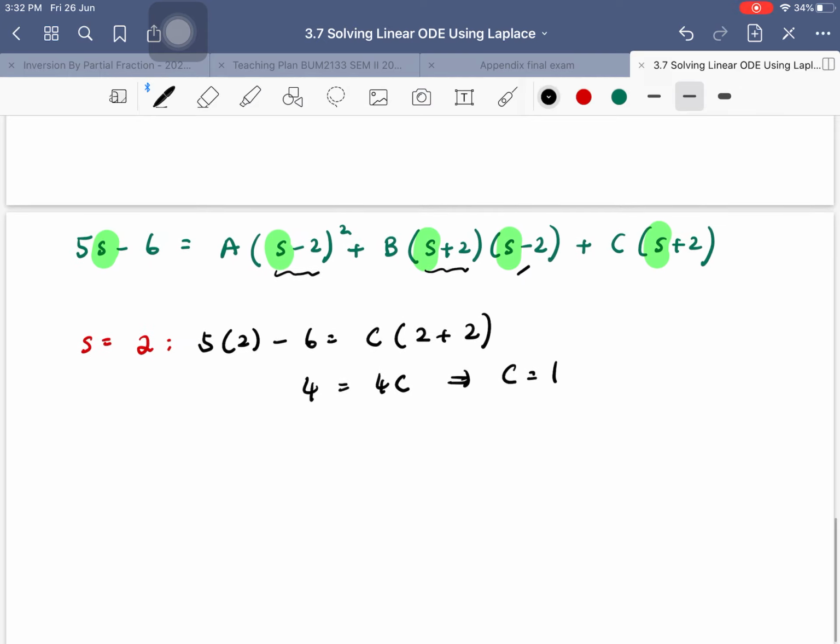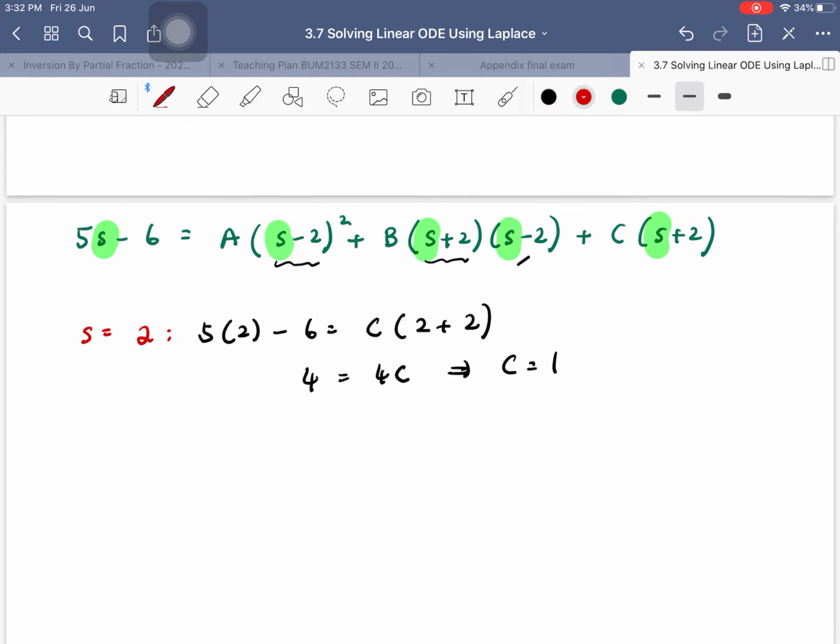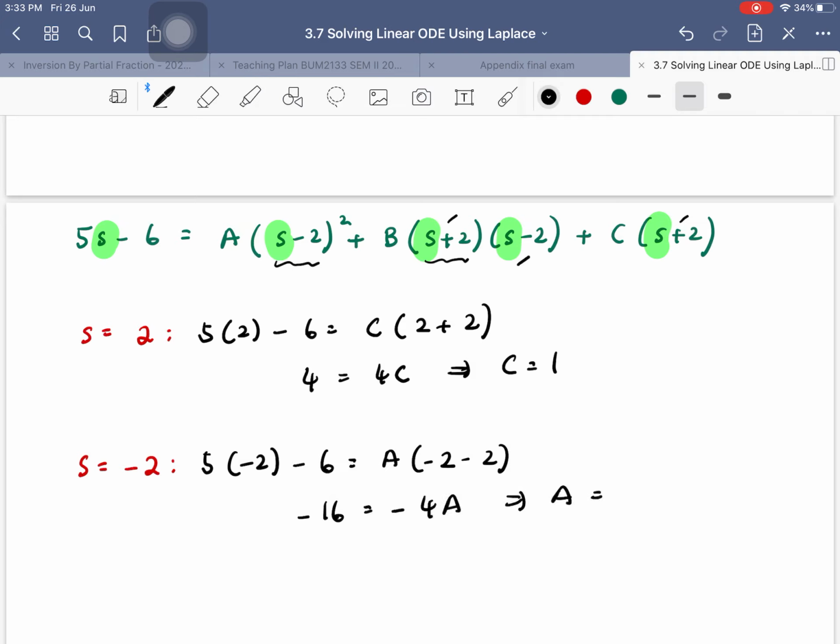And then I'm going to substitute the second value by using the second linear factor. So I will also have s equal to negative 2. So 5 multiplied by negative 2 minus 6 is going to equal A multiplied by negative 2 minus 2. And this is going to be 0. This is going to be 0 as well. So therefore, when I simplify, I'll have negative 16 is equal to negative 4A. So my A value is going to equal 16 over 4. That is going to be 4.